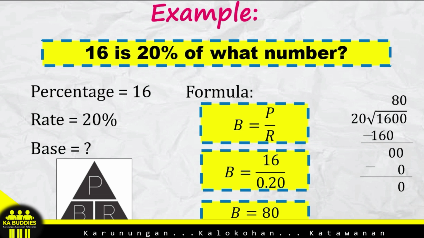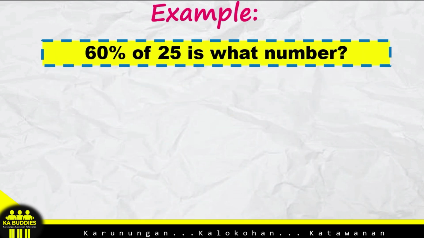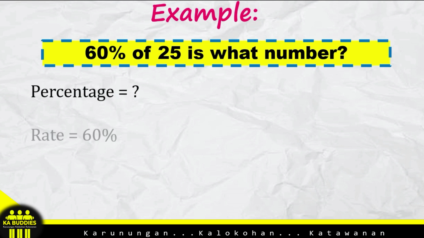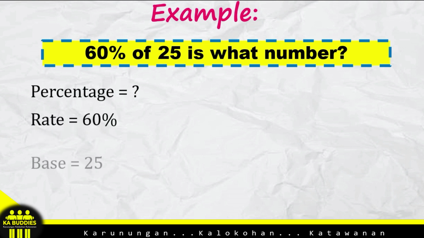So let us proceed to our next example. We have 60% of 25 is what number? Again, what we need to do first is to identify the percentage, the base, and the rate. Since 60 has a percent sign, this is our rate. Next, 25 is associated with the word "of," therefore this is our base. And "what number?" The missing number is our percentage. So again, percentage is the missing number. We have 60% as our rate, and the base is 25.